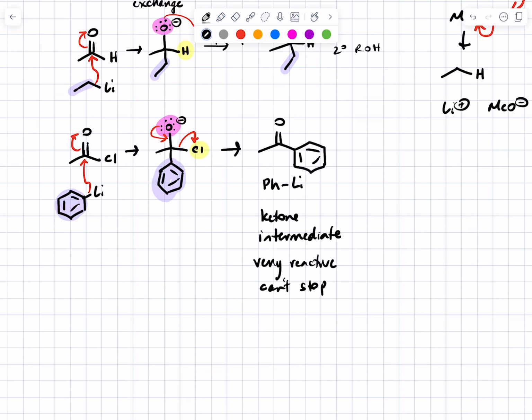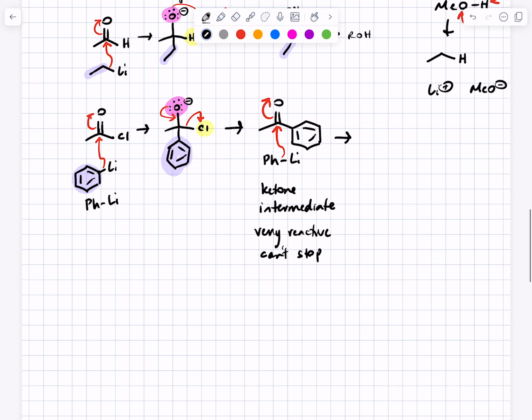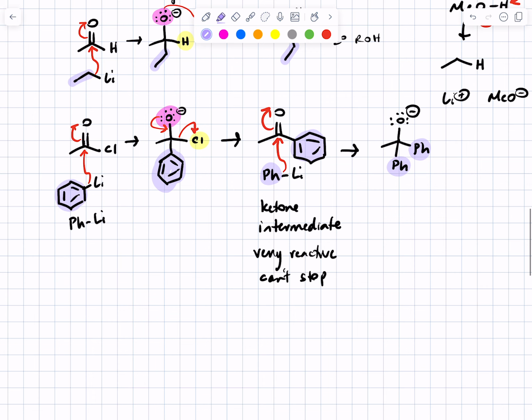I'm going to abbreviate what I've drawn here as phenyllithium. That's the abbreviation. Another equivalent will have the carbon of the benzene ring take its electrons and attack the pi star, generating this tetrahedral intermediate, which I'm going to abbreviate like this. At this point, I've added 2 phenyl groups to my molecule.